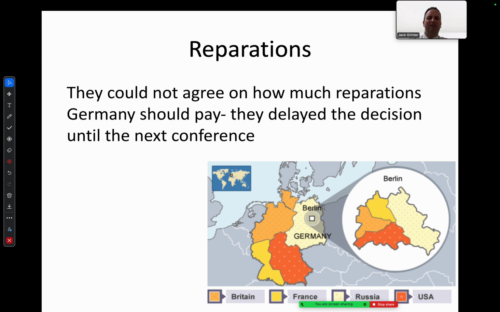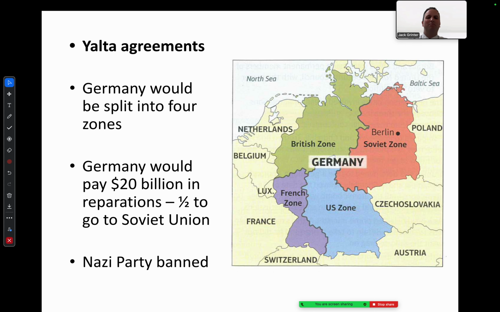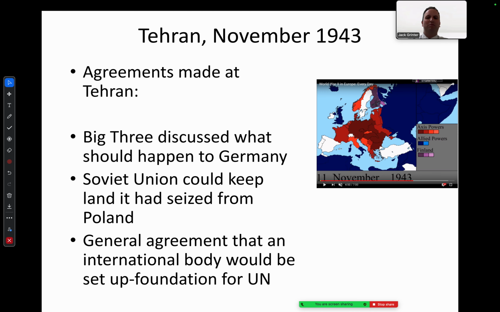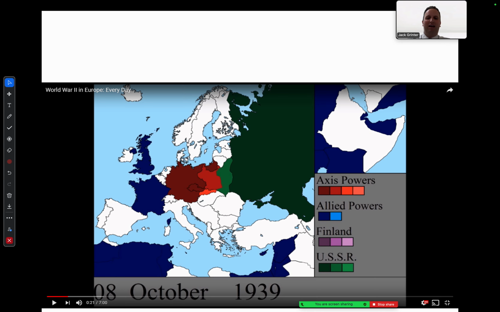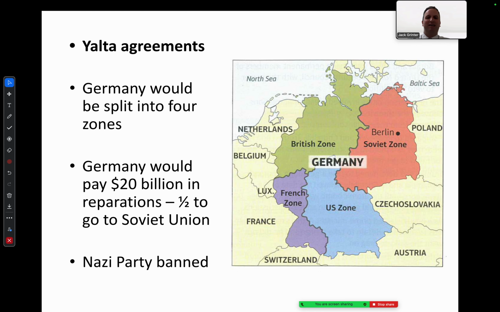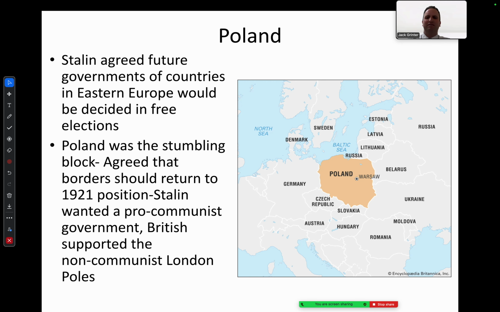And what we kind of see is the reparations one is one that, a lot of it looked like there had been progress made on reparations at Tehran, the first one. However, it was one that we see is discussed at all the conferences.